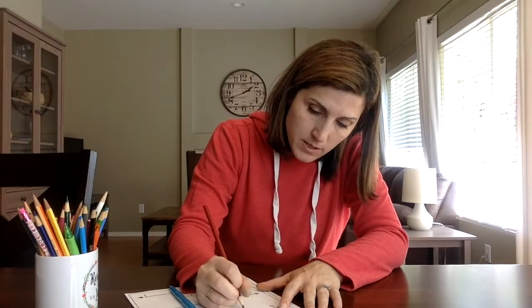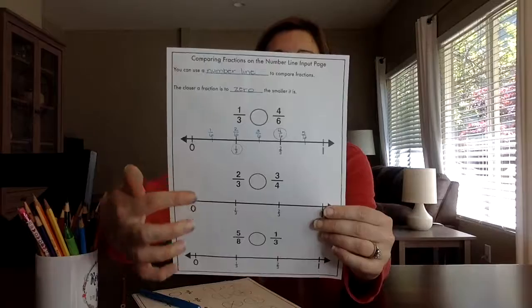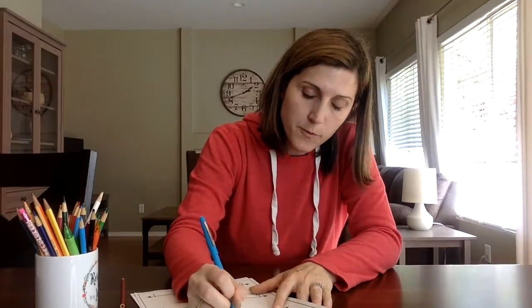Now it's really easy to see by circling. I'm going to use a red pen or red pencil and circle 1/3 and 4/6, and you can see that 1/3 is much closer to 0 than 4/6. So 1/3 is less than 4/6. Okay, let's do it again.